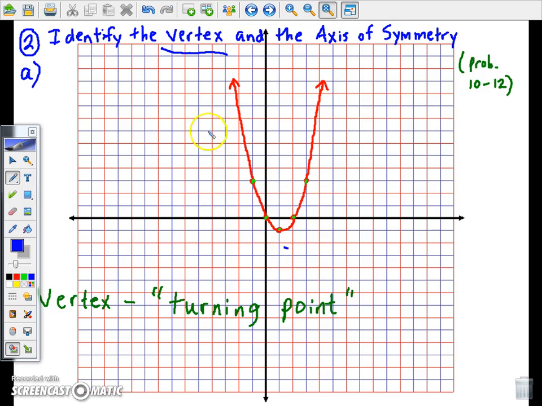Olivia, what's the vertex of this parabola? It would be 1, -1. Okay, so 1, -1 would be the vertex, and then we have to identify this other term called the axis of symmetry. So for every parabola, you can think of a line that basically splits the parabola into 2 equal parts. It always goes right through the vertex. It's going to be a vertical line.